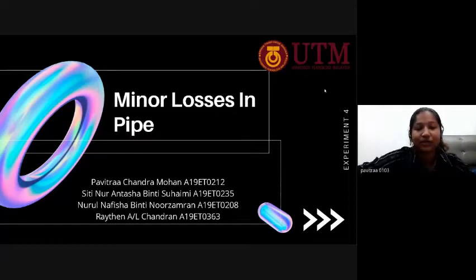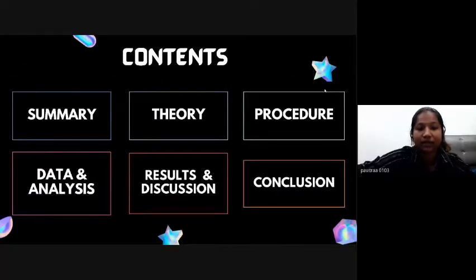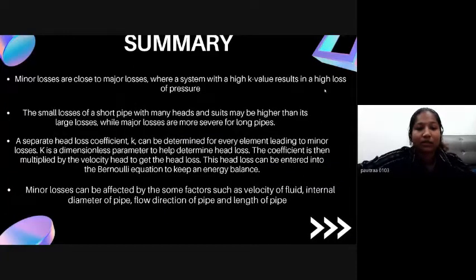The title of the experiment is Minor Losses in Pipe. So I'll proceed to the summary. Minor losses are close to major losses, where a system with a high K value results in a high loss of pressure. A very abrupt change in the flow direction usually leads to a substantial loss of pressure.